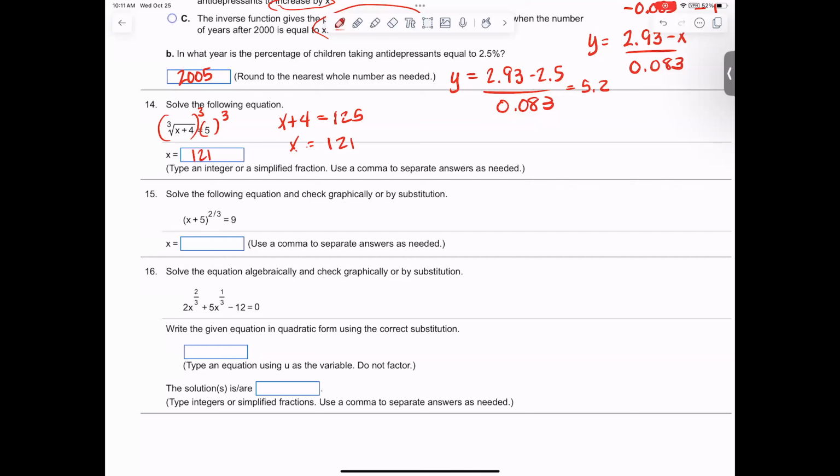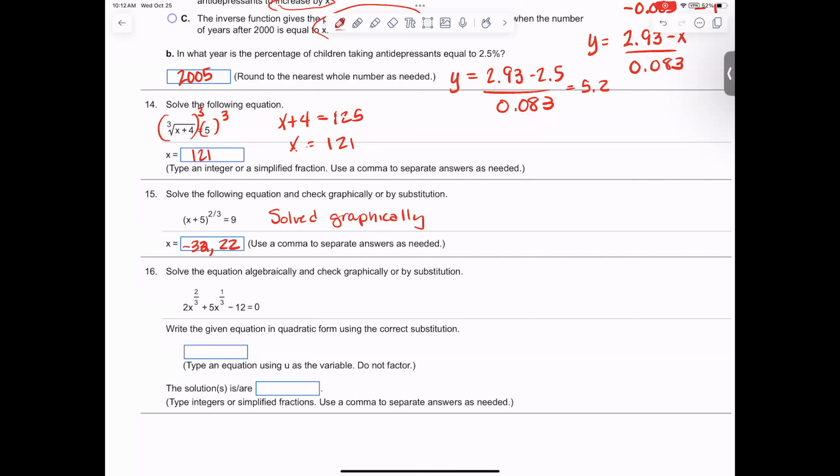If I solve this graphically, I'm just going to type those two answers in, separated by a comma.